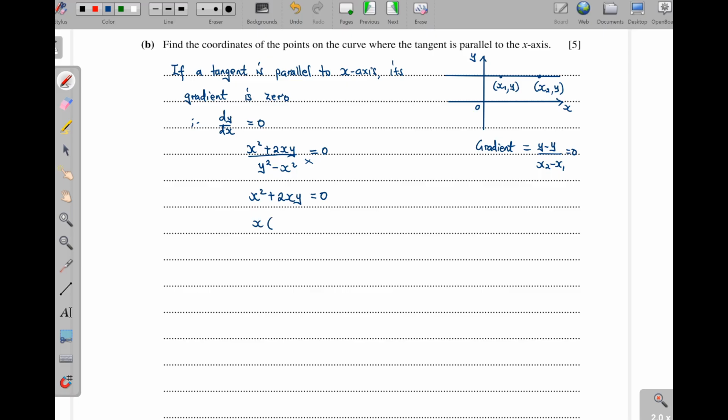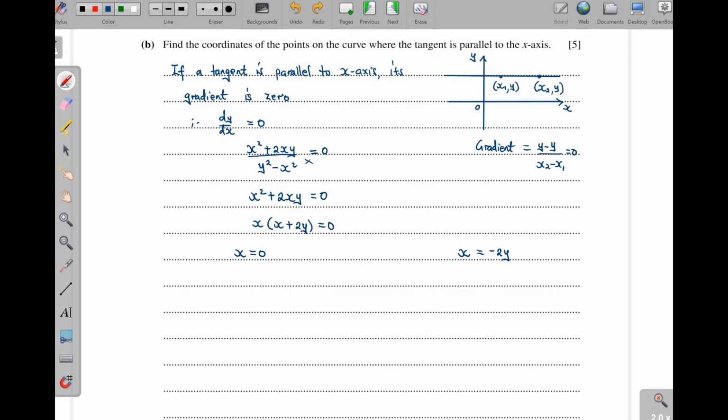Now x is common, that means here we shall have x times (x plus 2y) when we factorize. That means x can be equal to 0, or you get this one and equate it to 0, then x can be equal to negative 2y. Okay, now let me put this on this side. Now for x equal to 0, we are going to go to the equation of the curve.